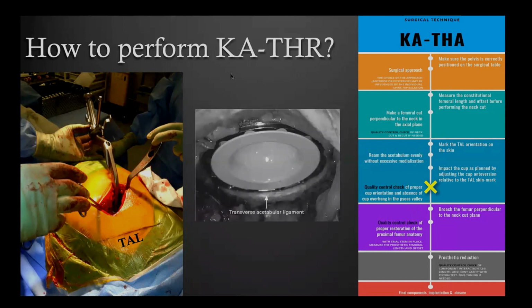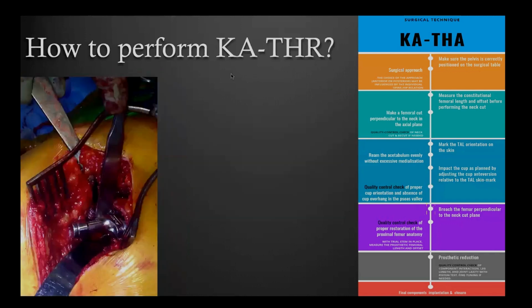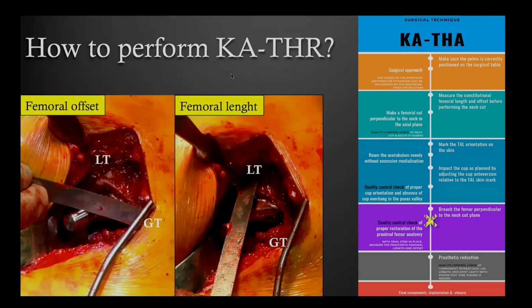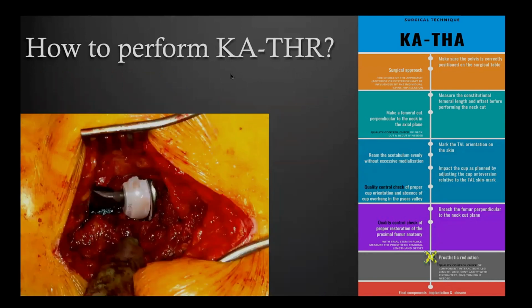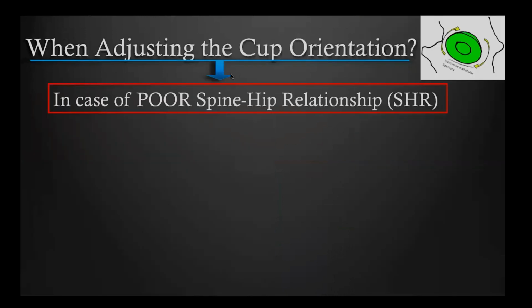Then I quality check, put my retractor again, and I make sure that my cup ends up as I was planning. Then you do the femur, and so you use the orientation of the femoral cut in order to guide the anteversion of your rasp. When you're happy, you measure, making sure that you've restored adequate femoral medial offset and neck length. Then you do your final implantation, and it's done.